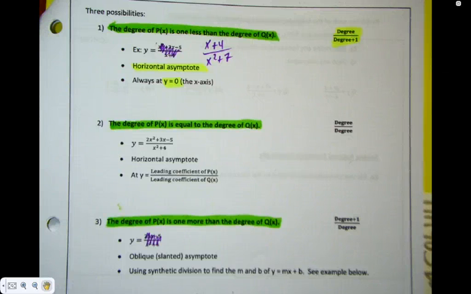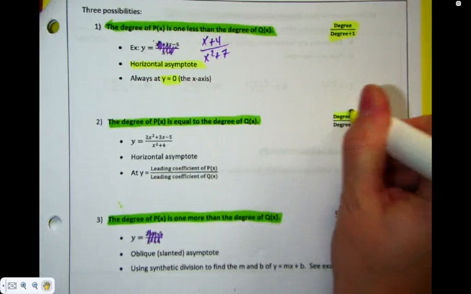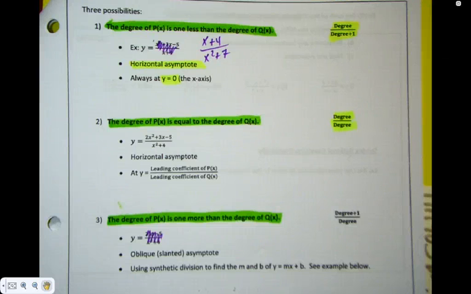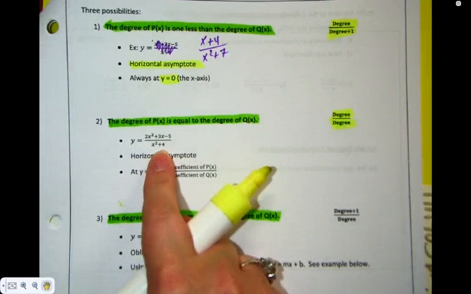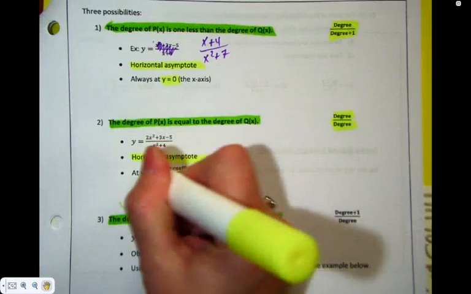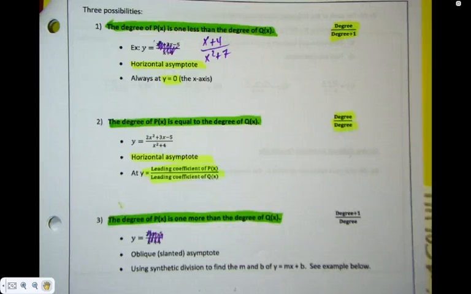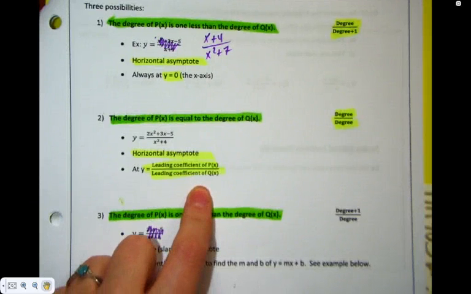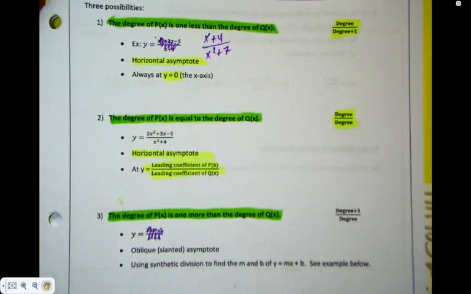The second situation is when the two degrees are the same. I call that degree over degree. So you might have a linear on the top and a linear on the bottom. You might have a quadratic on the top, quadratic on the bottom. So here's an example. That also means it's a horizontal asymptote. It just means it's a number other than 0. And what it's equal to is the leading coefficient of P of x divided by the leading coefficient of Q of x. And I'll explain that when we get to the example. What it means is it's not at 0, it's someplace else.